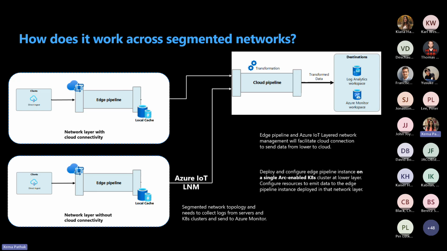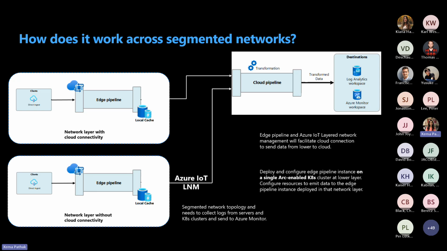Now, if it's the topmost layer which has a direct line of sight to cloud, it's very simple to set everything up, like we discussed in the previous slide. But the challenge comes when you want to collect telemetry from the layer which doesn't have cloud connectivity, and send it all the way up to the cloud. So how it works is, in terms of setup for Edge pipeline, everything remains exactly the same. You need to have an Arc-enabled Kubernetes cluster. You will deploy the extension and configure the pipeline instance.